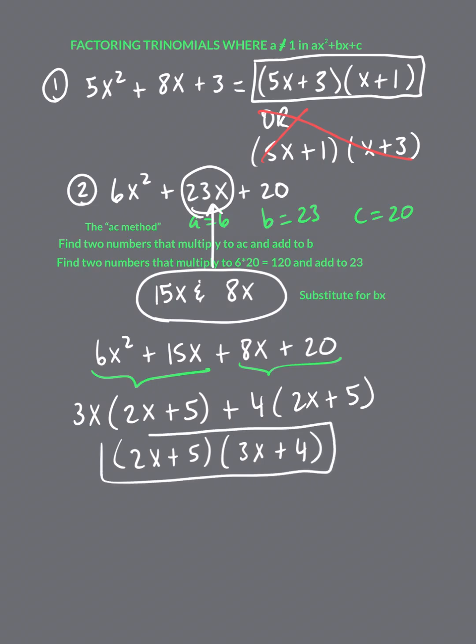If we multiplied this back out, we would see that it's equal to the original. 2x times 3x is 6x squared. 2x times 4 is 8x, plus 5 times 3x is 15x. Those add together for 23x, and then 5 times 4 is 20. So this method might seem a little bit difficult at first, but once you do several examples of this, it gets a lot easier.